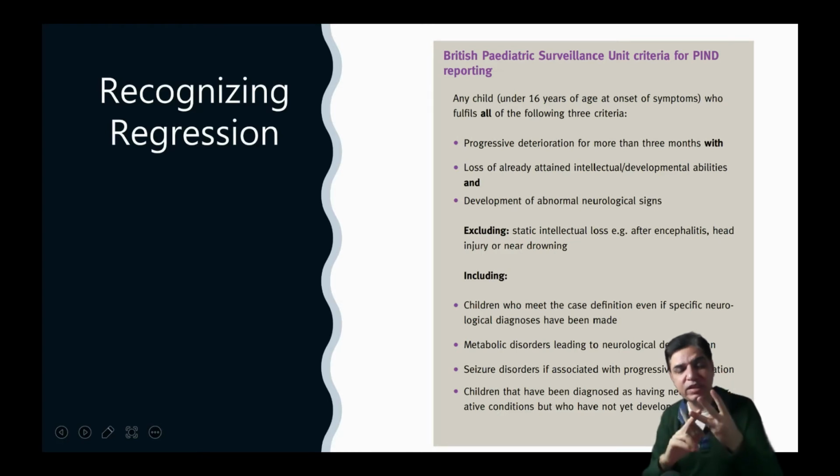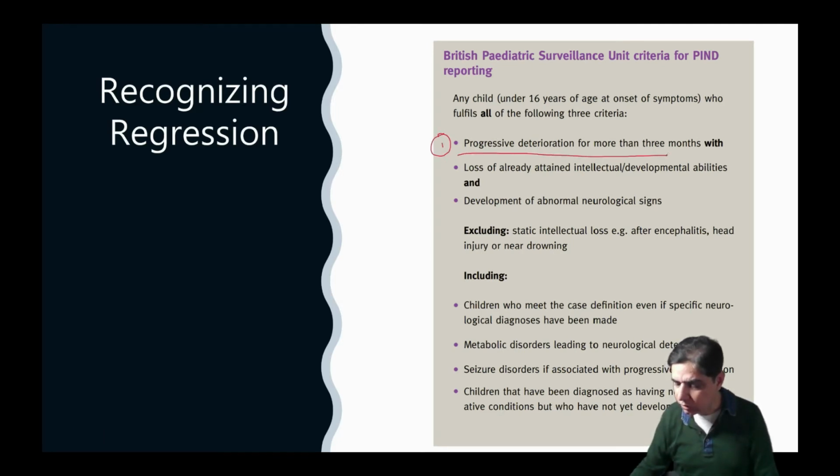Now, all of these 3 things have to be present. Remember, these 3 things have to be present. So the first thing is number 1, he has got progressive deterioration of more than 3 months. So there should be a history of whatever deterioration, whether it's muscular, whether it's fine motor, whether it's social, it should be present for more than 3 months. So the history should be of 3 months.